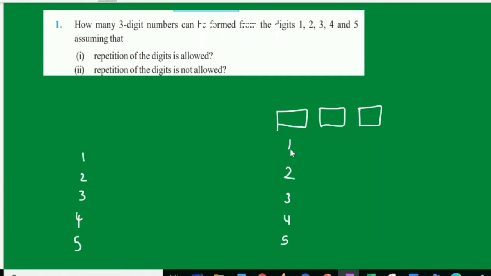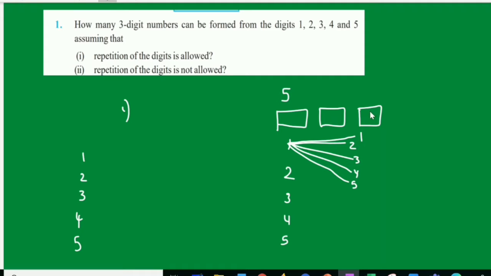So how many ways are there? I can choose one of these numbers. There are 5 ways, isn't it? There are 5 ways of filling this place, the hundreds place. Now repetition is allowed. That means first is repetition allowed. Repetition allowed means I can choose the same number again. Right? So I can write 1 again, then 2, 3, 4, 5.